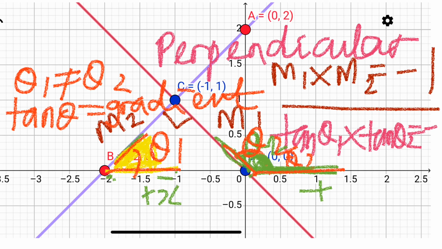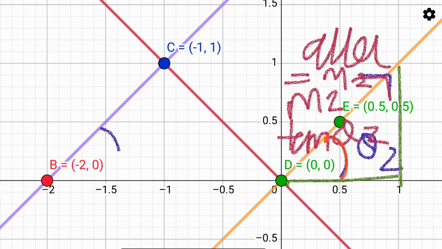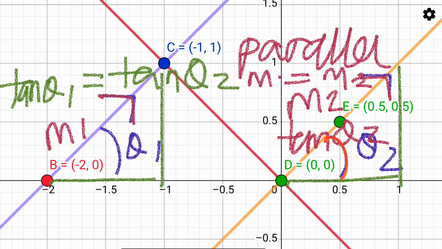So again, I show you that tangent theta 1 times tangent theta 2 is equal to -1, and theta 1 is not equal to theta 2, and m1 times m2 must be equal to -1. In order to find the angle, you can work out the triangle and then find the tangent value.